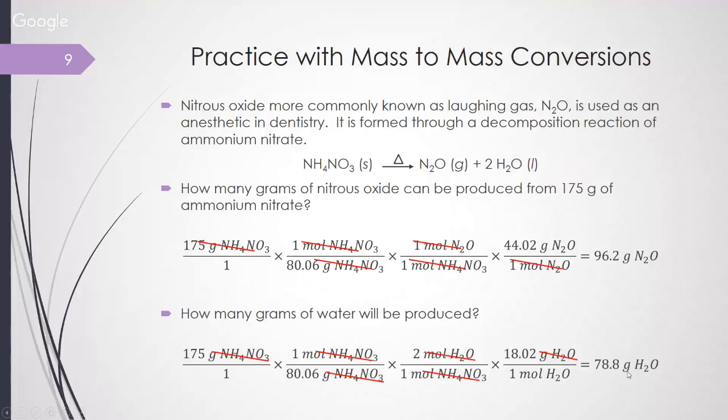Notice if I take 78.8 and add it to 96.2, I'm going to end up with my original mass of 175. This has to make sense because whatever mass I start with has to equal the mass that I end with.